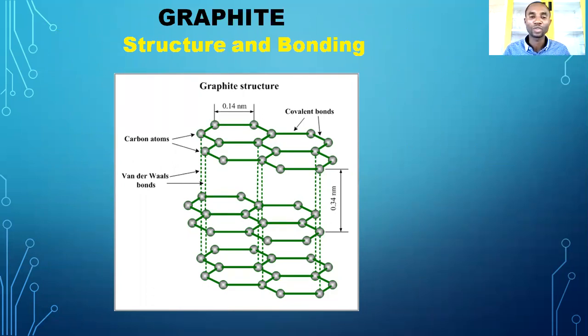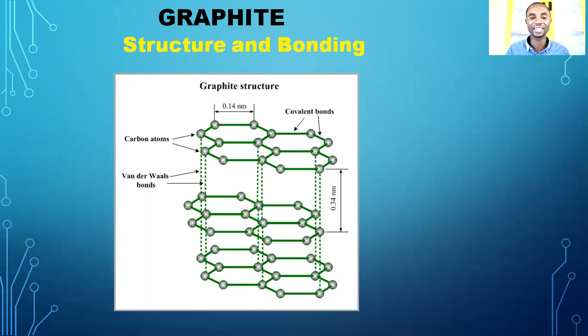All right, let's look at the other allotrope of carbon. We said that we have 2 allotropes of carbon: one is diamond and the other is graphite. Now, what is graphite and what does its structure look like? Look at the structure of graphite. You can see that there are layers.